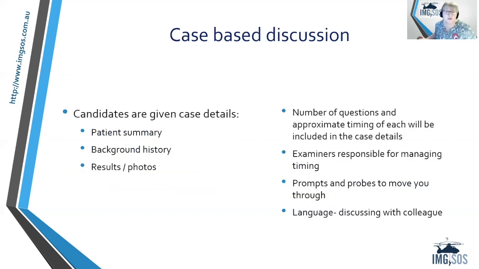So when it comes to these two types of stations, there's a couple of things to think about. So the case-based discussion, candidates are given case details. They're told the patient summary, the background history, the results, photos, that kind of thing. Now, the candidates will be given the number of questions and the approximate timing of each. It's included in the case details. Now, they won't know what the questions are, but they'll have an idea that there's 5 questions they need to tackle, or there's 2 questions, or there's 10 questions.